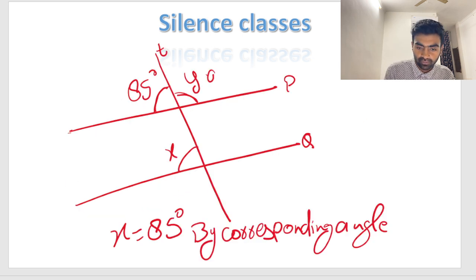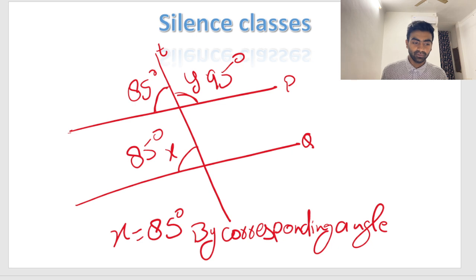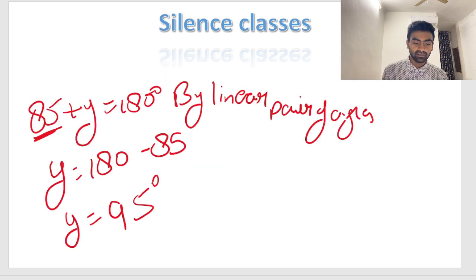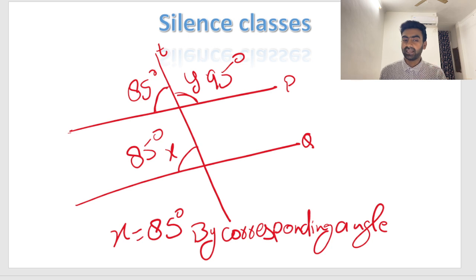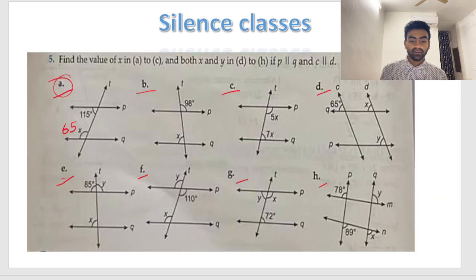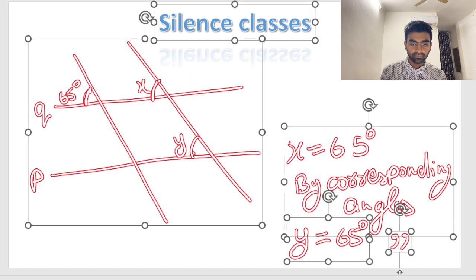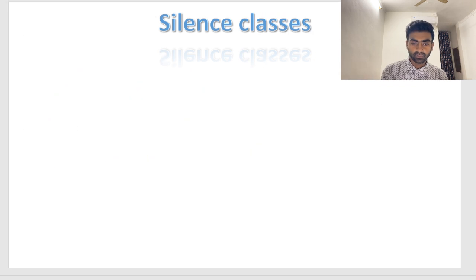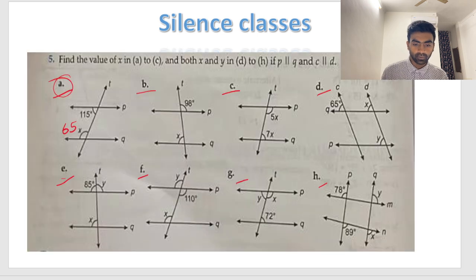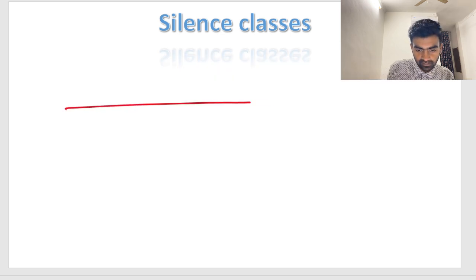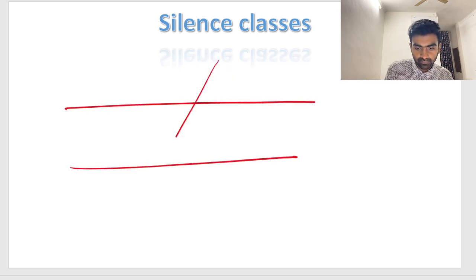We got Y as 95 degrees and X is equal to 85 degrees. We got both the values. Okay, so it is very easy, by using the linear pair of angles and the corresponding angles. Same for the next one, it is very easy. Once I draw the diagram, you can do it in one go. Let's see, this one is the diagram.